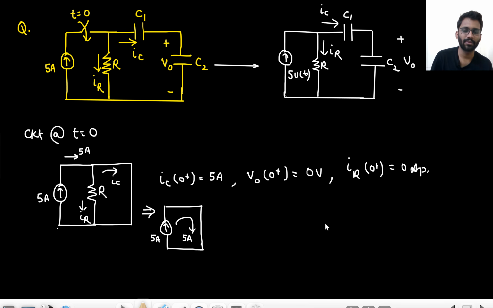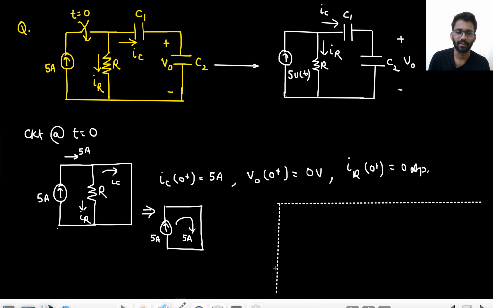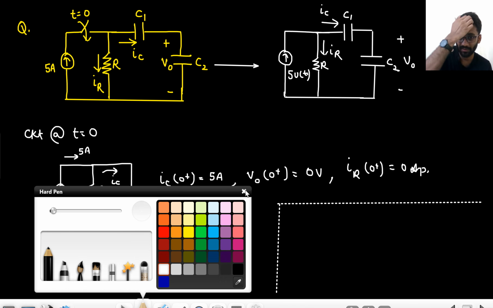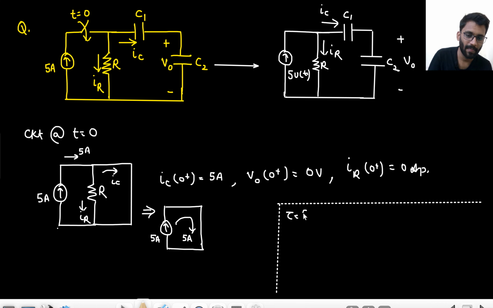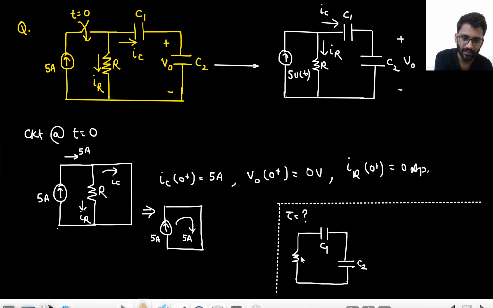Now let's talk about the time constant. Tell me, what is the time constant? Just make a small box here. We can talk about the time constant here. For time constant, open circuit the current source. Open circuiting the current source. We will make a resistor. There are two capacitors this time, C1 and C2. This is the resistance. C1, C2 come in series.